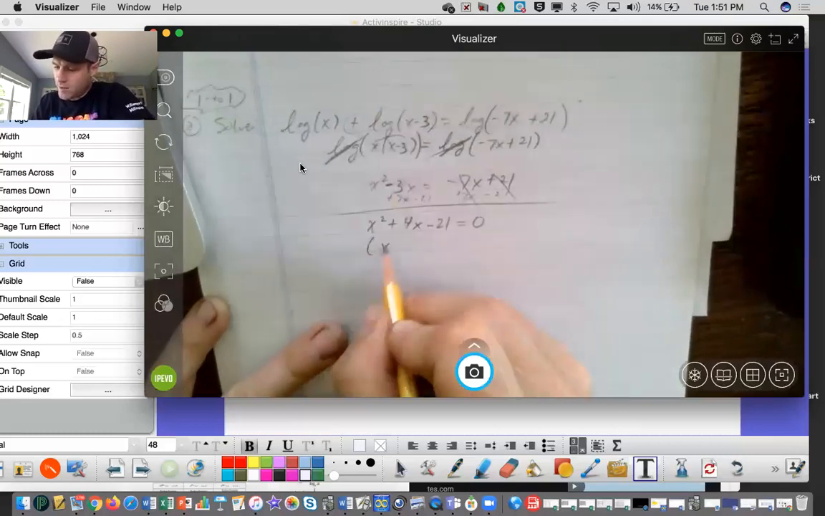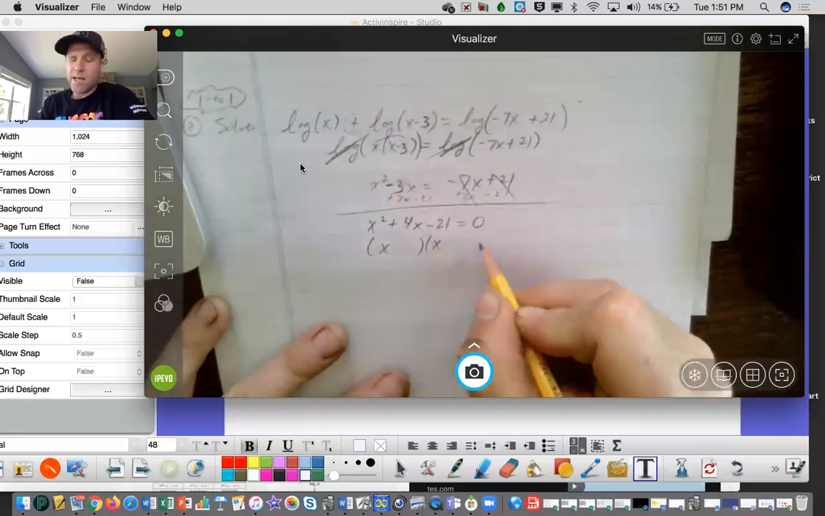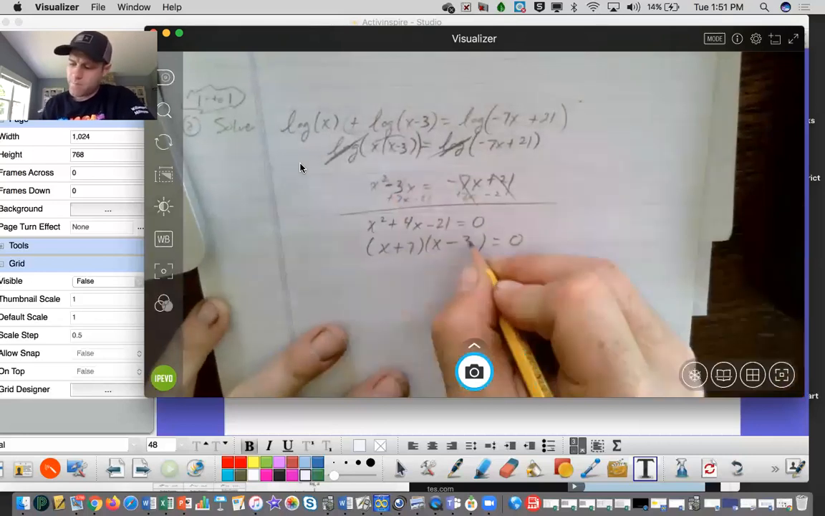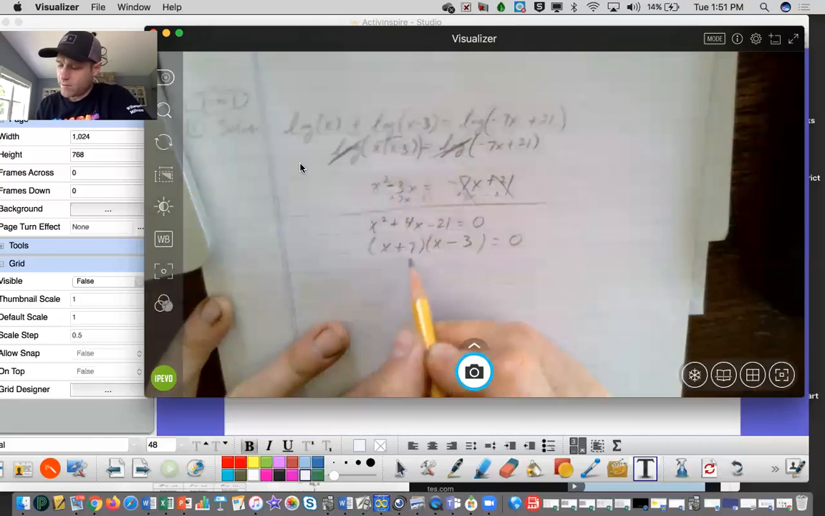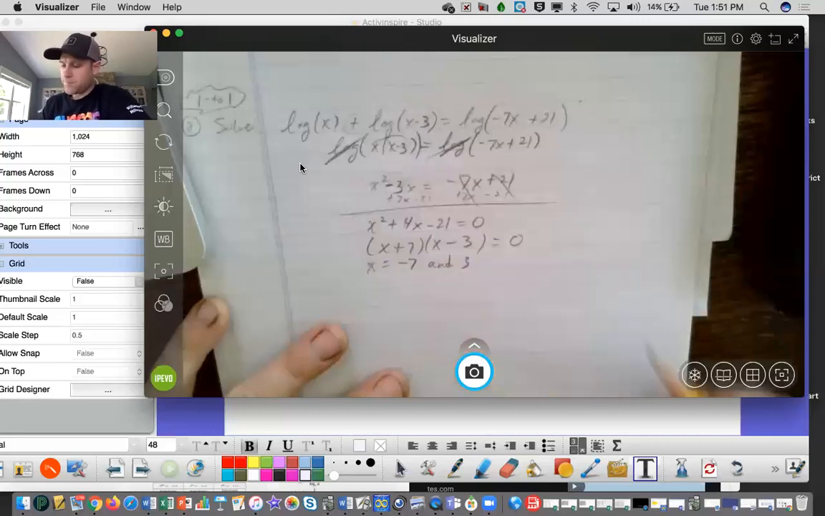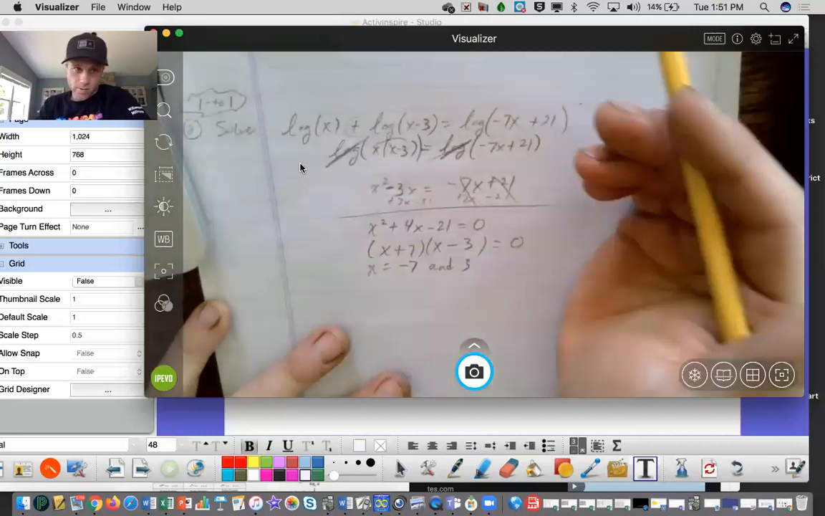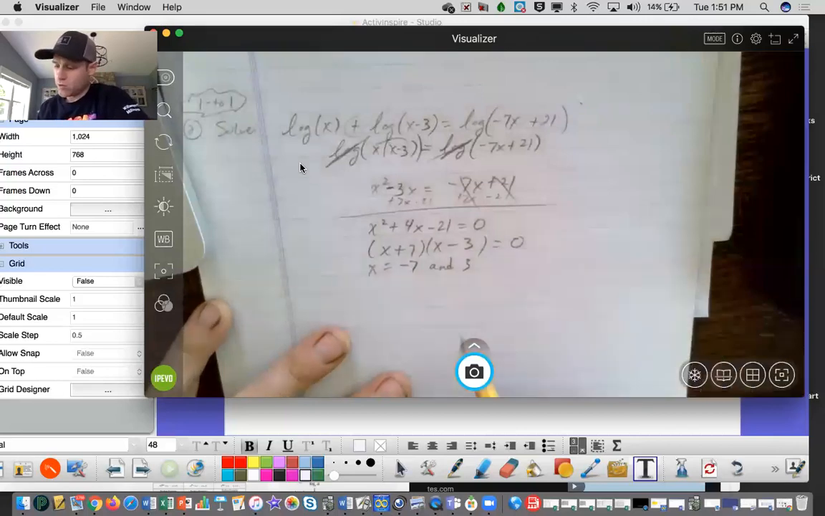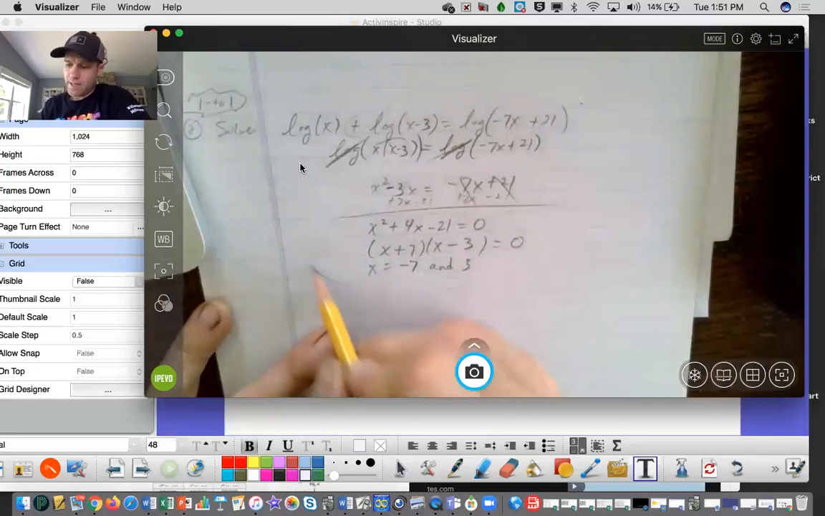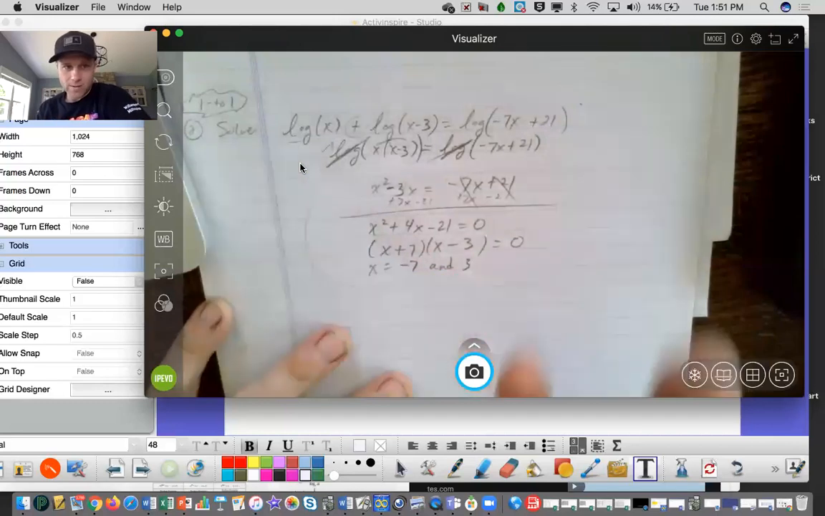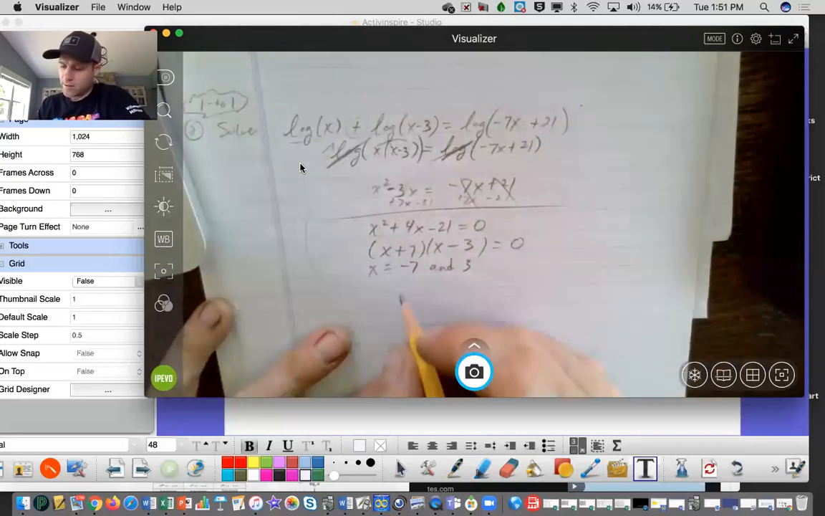So we have x, and what multiplies to get -21 and adds up to get 4? I know I'm going to need a +7 and -3, which means my potential solutions are -7 and 3 for my zeros. Now, same thing we had to check for in this first example. We have to check to see if we end up with extraneous solutions. So one thing's for certain, -7 is extraneous right off the bat, because as soon as I plug it in right here, I get the log of -7, which can't be done. So that one's extraneous.